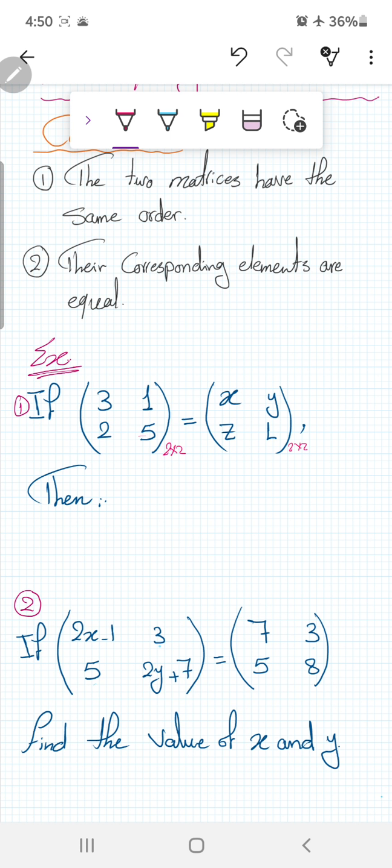What's the meaning of corresponding elements? We get here x equals 3, y equals 1, z equals 2, finally L equals 5. We have another example.